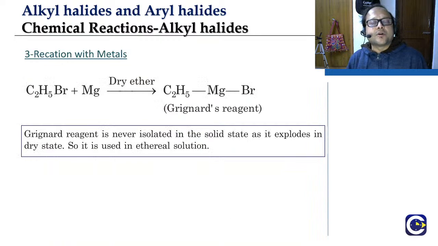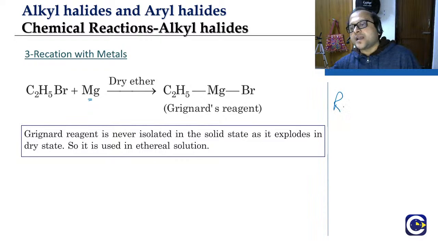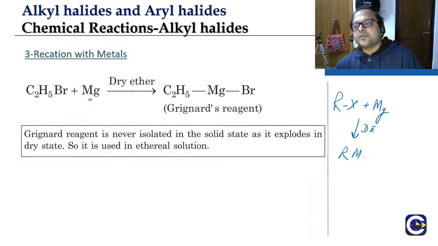Okay, next comes your reactions with metals. So when you react them with a metal, what do you have? Magnesium. This is formation of Grignard reagent. So basically the common reaction is, you have got RX, you take magnesium, and you do this reaction in dry ether. Magnesium gets in between, and you have got RMgX, right?